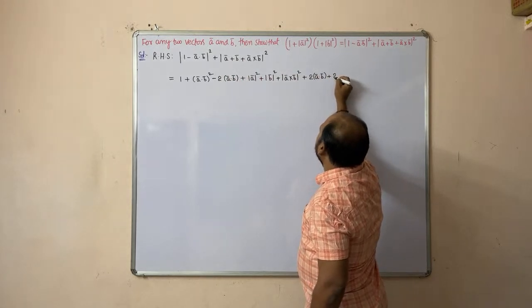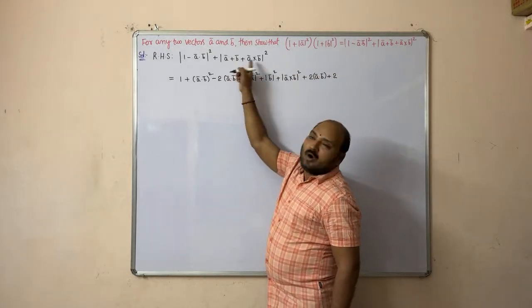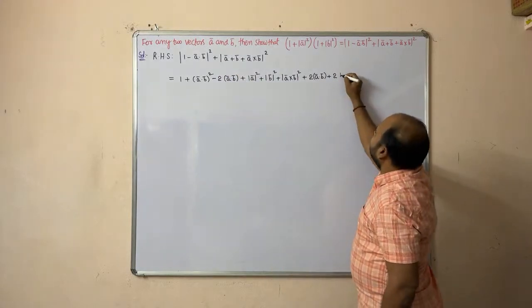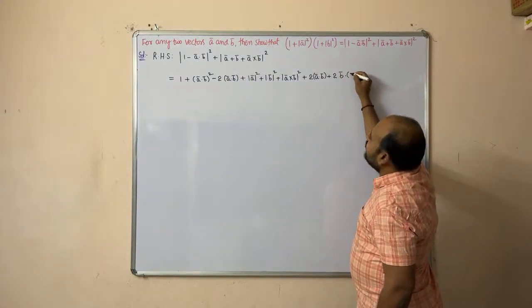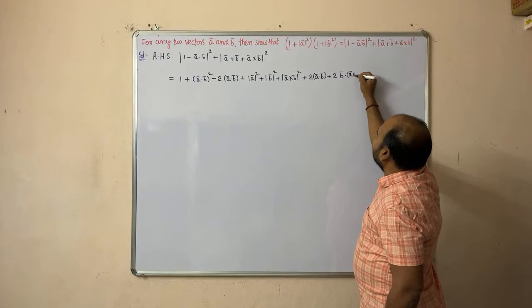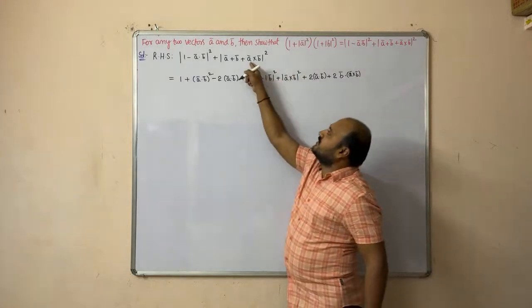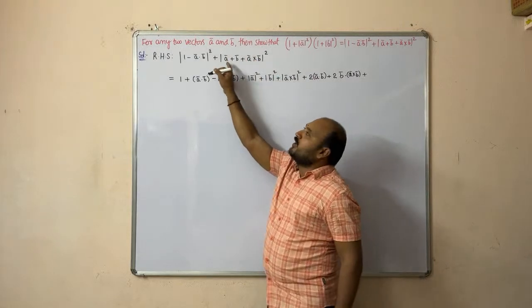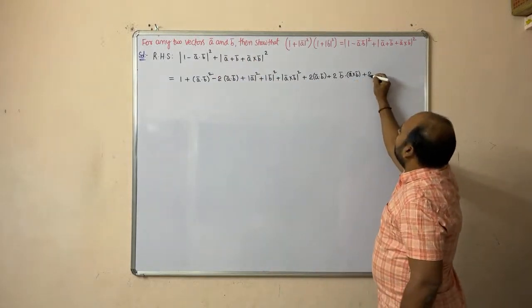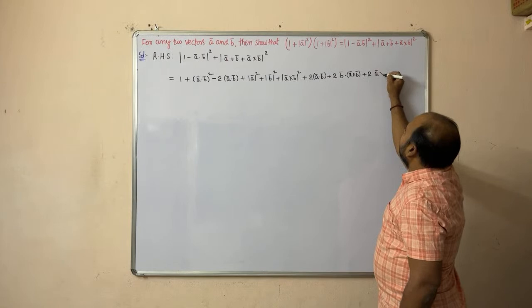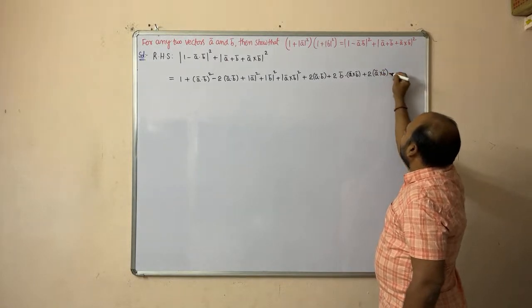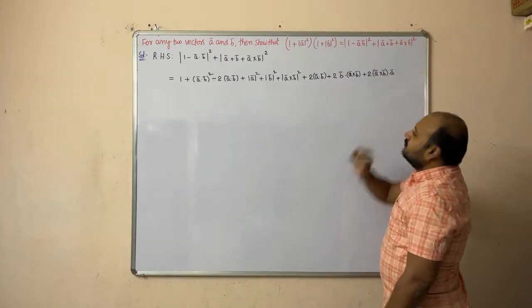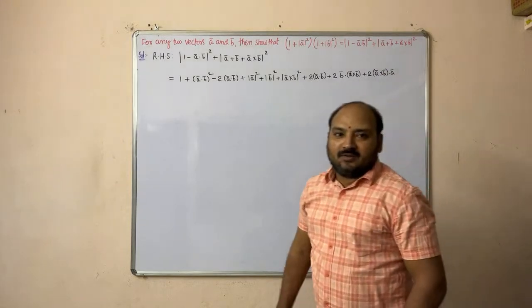Next, plus 2 into B bar dot C bar. So B bar dot C bar means, according to this question, B bar dot A bar cross B bar. This is the C bar vector. Plus 2CA, 2 times A bar cross B bar dot A bar. So expansion completed.